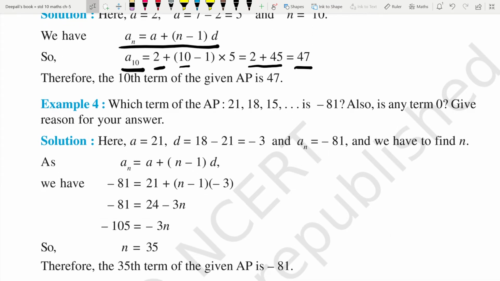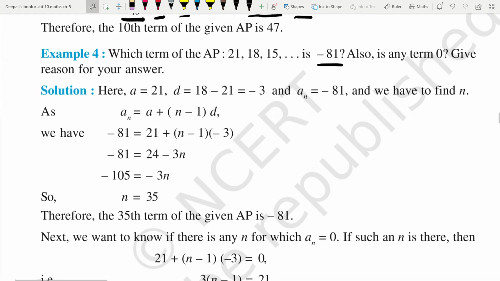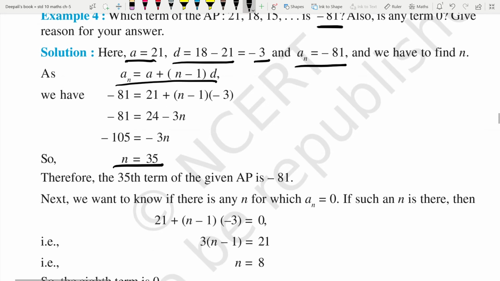Which term of the AP 21, 18, 15 is minus 81? Now here An is already given to us. We are also supposed to say whether any term in the AP is 0 and give a reason for your answer. Now here A will be 21, D will be 18 minus 21, that is minus 3, and An is minus 81. Replacing the values in the given formula, we get n is equal to 35. Therefore, the 35th term of the AP is minus 81.